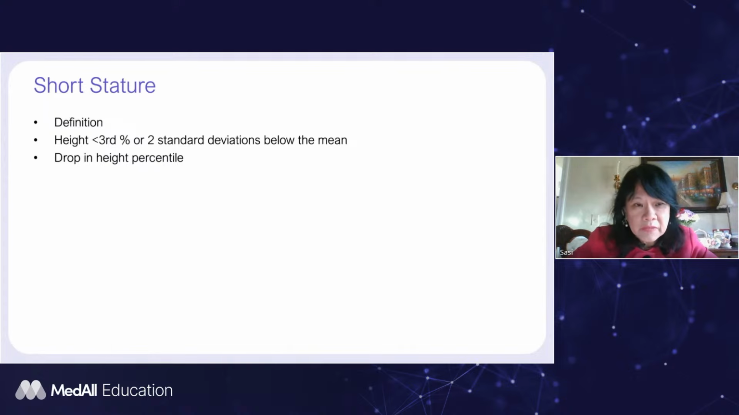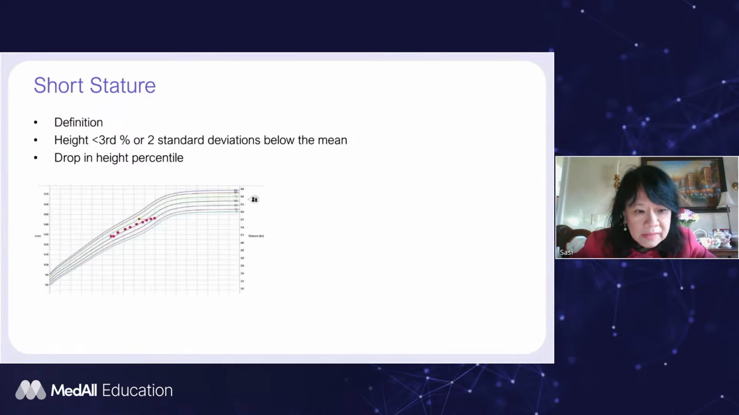Here, short stature is defined as a height below the 3rd percentile or more than 2 standard deviations below the mean. A significant drop in height percentile can also be concerning, even if the child remains above the 3rd percentile. Looking at this growth chart, we see a patient whose height initially followed the 50th percentile, but gradually declined to the 25th percentile. The downward shift suggests a potential growth problem that warrants further evaluation.